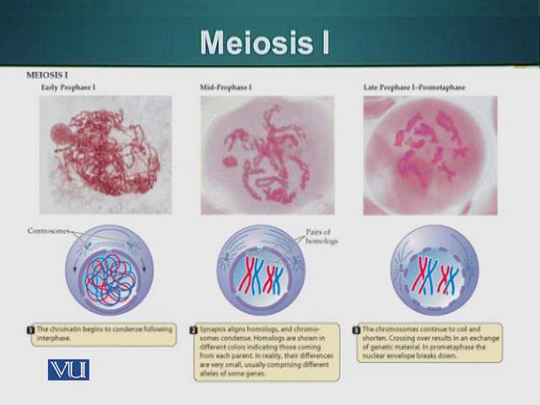In the next stage of prophase, late prophase 1, we will see that the nuclear envelope now starts to disintegrate, and the chromosomes will become available for connection with the kinetochore microtubules. The other important part of late prophase, as you can see on the screen, I will point it out also: chromosomes exchange parts. We will look at this process in more detail.